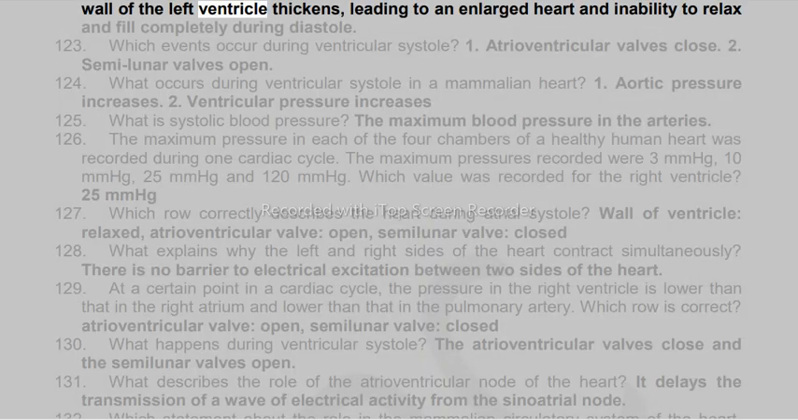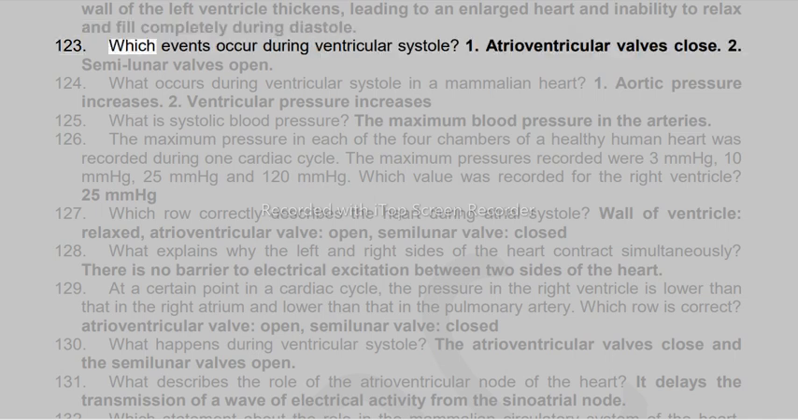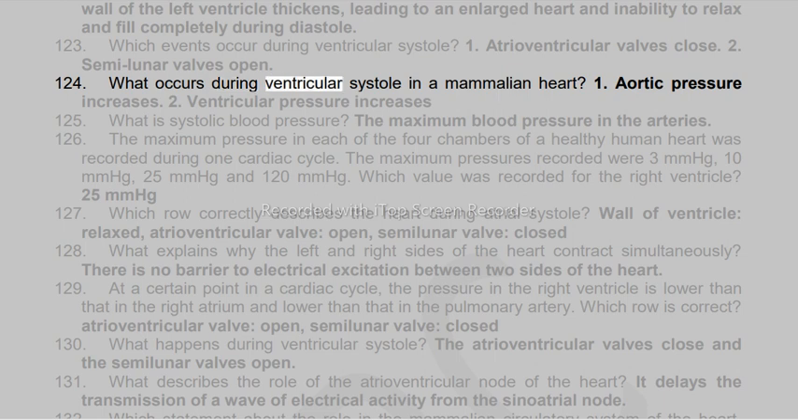Wall of the left ventricle thickens, leading to an enlarged heart and inability to relax and fill completely during diastole. 123. Which events occur during ventricular systole? 1. Atrioventricular valves close. 2. Semilunar valves open. 124. What occurs during ventricular systole in a mammalian heart?